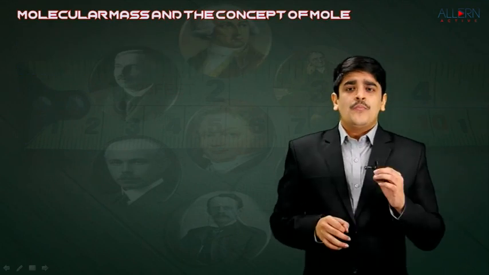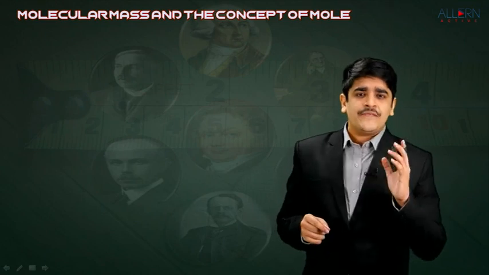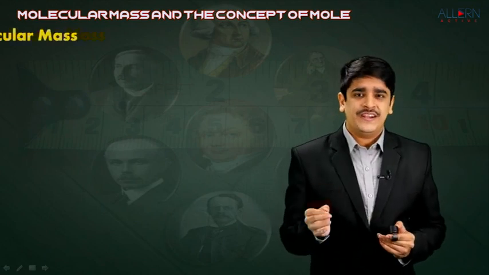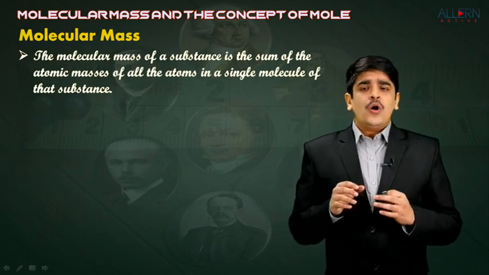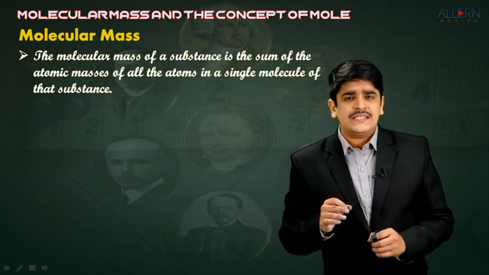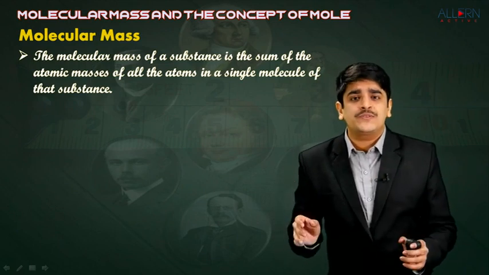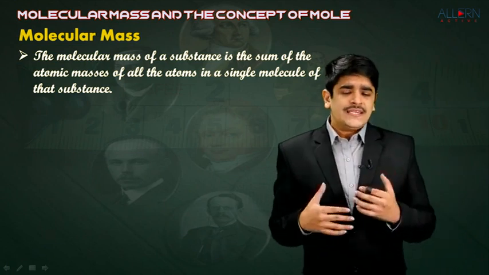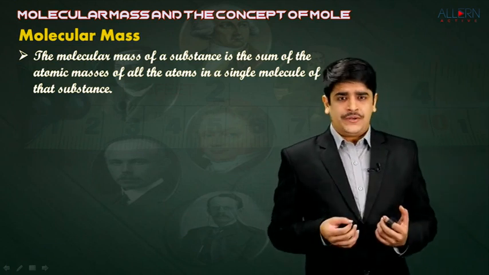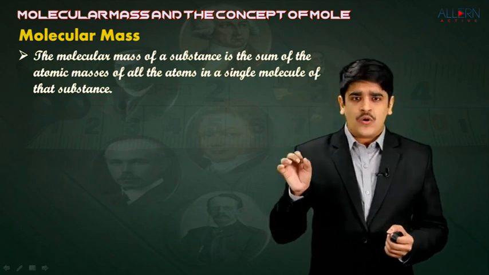Now, molecular mass and the concept of a mole, very important, and we are going to make it super easy for you. Let's have a look. What is molecular mass exactly? The molecular mass of a substance is nothing but the sum of the atomic masses of all the atoms present in a single molecule of that substance. Now what does that mean? Say suppose I have a molecule of carbon dioxide. It contains an atom of carbon and two atoms of oxygen.